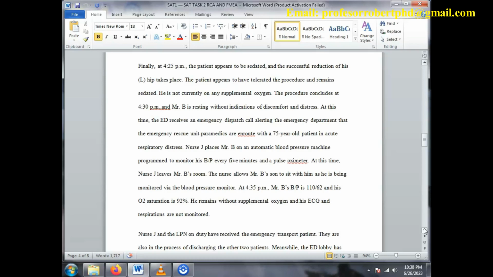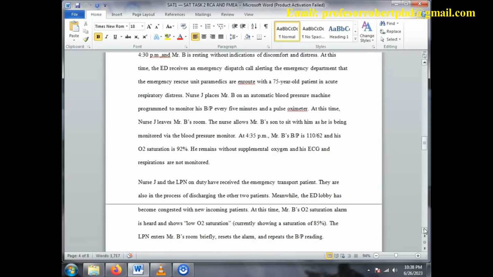B's room. The nurse allows Mr. B's son to sit with him as he is being monitored via the blood pressure monitor. At 4:35 p.m., Mr. B's BP is 110/60, and his O2 saturation is 92%. He remains without supplemental oxygen, and his ECG and respirations are not monitored.